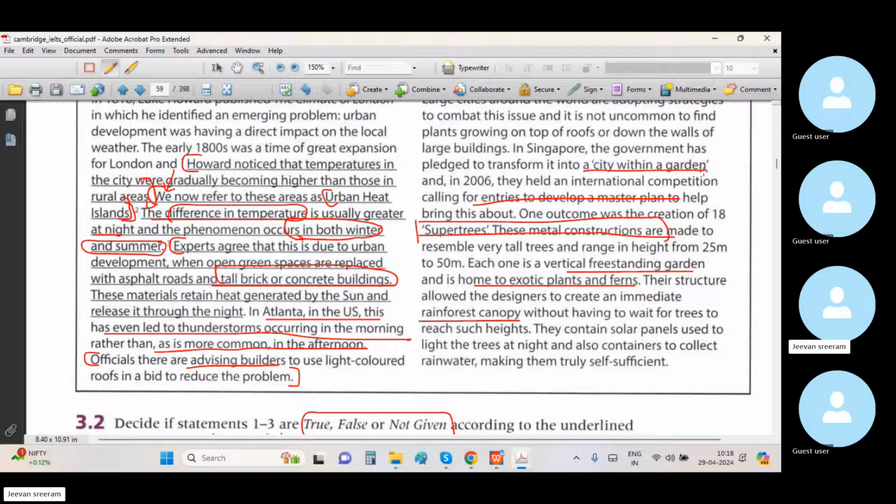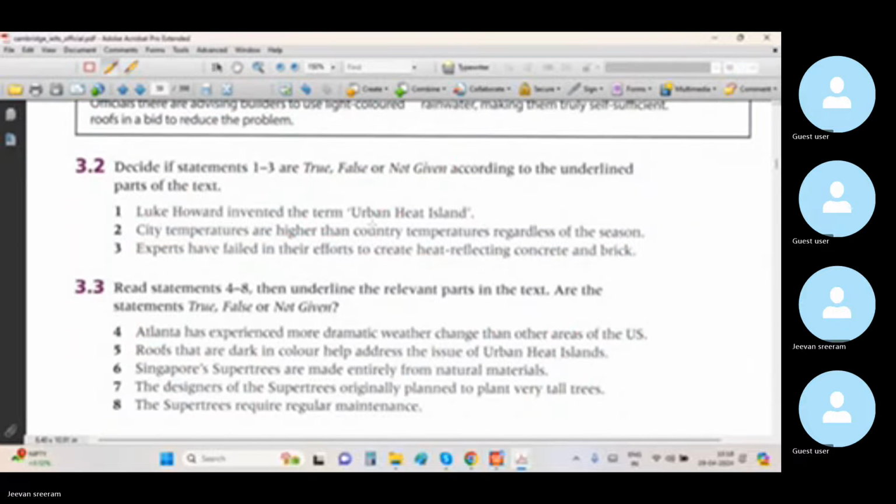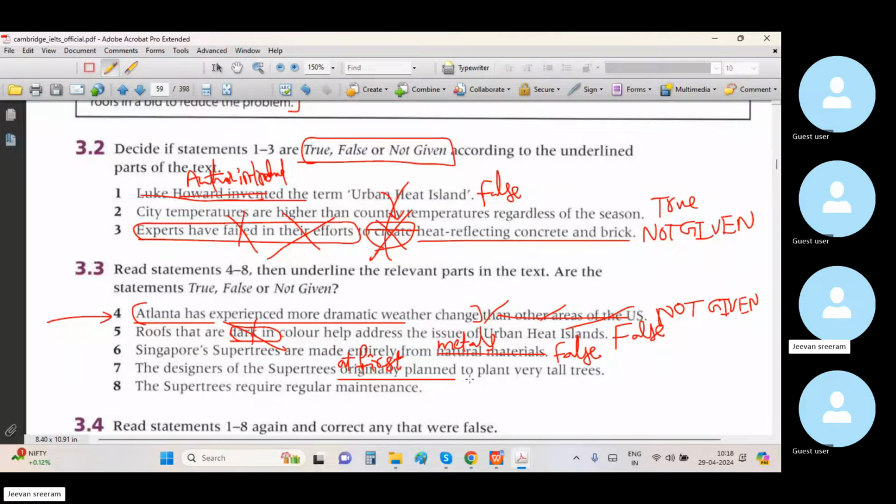There is no clear information about designers. There is no mention about designers' initial thought. What was their initial thought? It has never been mentioned anywhere in the passage. Can you find the designers' initial thought anywhere in the passage? No, sir. But the statement is talking about whether their initial thought was to plant very tall trees or not. You can't see this information anywhere. If you can't see such information anywhere, you must tag it not given. You can't find any information to support it, and you can't oppose it either, because there is no information.